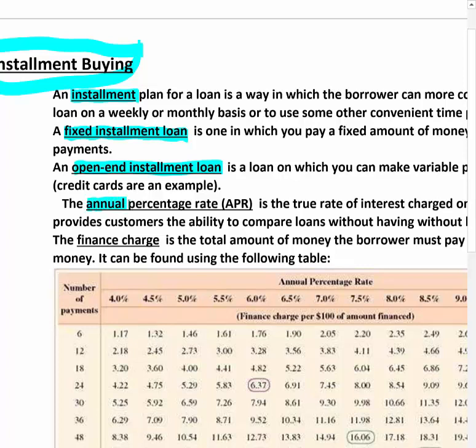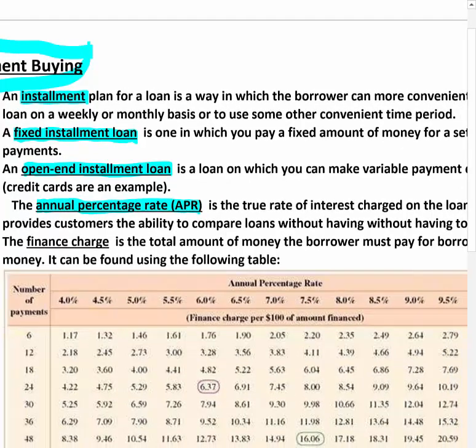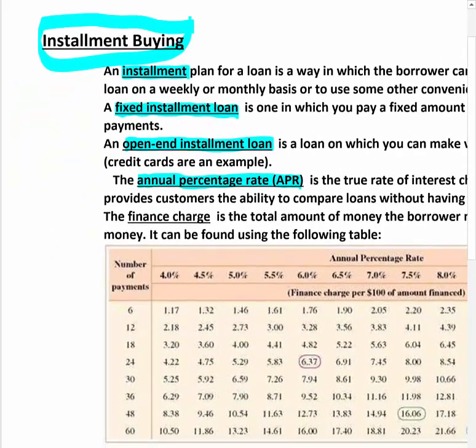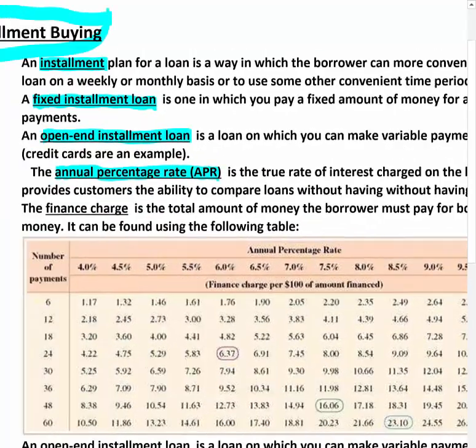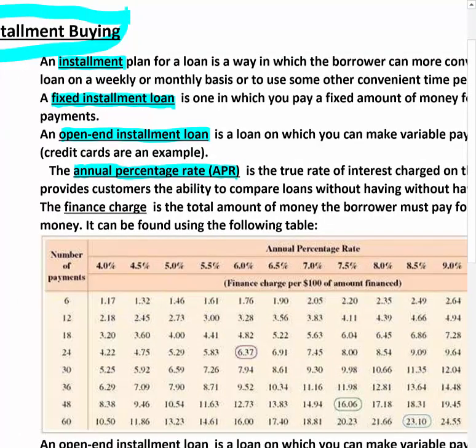What else do we have? The annual percentage rate, APR. You've probably heard that before somewhere, right? Like on a commercial, low APR for this loan or this car, whatever it is. It's the true rate of interest charged on the loan. The APR provides customers with the ability to compare loans without having to do calculations. So if you're trying to buy a car and you go to 2 different dealerships and they say, this will be your monthly payment, and you want to compare, you can compare their APRs, which is the true rate at which you're borrowing the money. How much extra are you going to be paying?